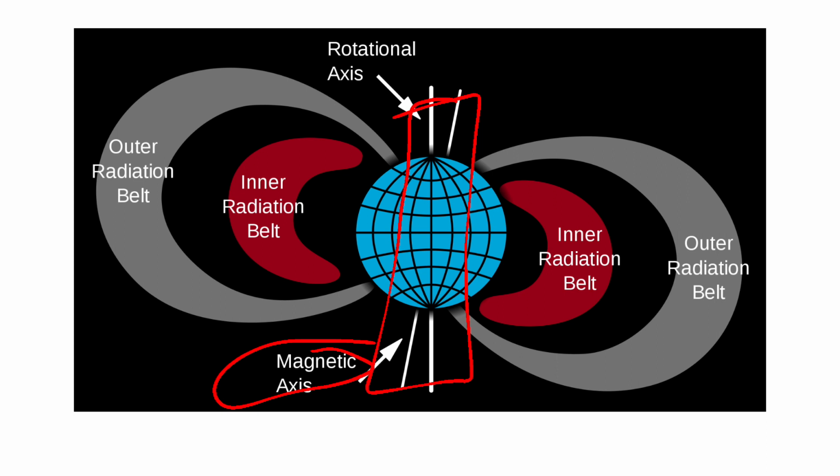You can check this image. Here one is inner radiation belt and the other is outer radiation belt, and these are called Van Allen radiation belt, and these are the belts that capture most of the charged particles.